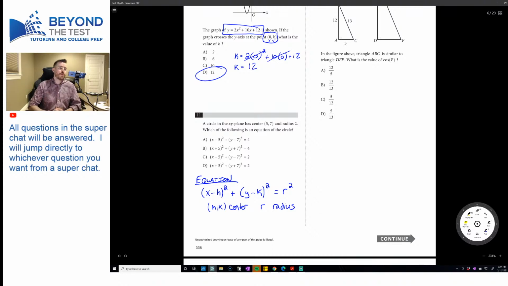Now, the way most people remember this equation is to think of the center as having the opposite sign. So if the center is at (5, 7), then when you write it, you put x minus 5 and y minus 7, because our equation starts with these minus signs. So we get (x minus 5) squared plus (y minus 7) squared equals the radius squared. If our radius is 2, 2 squared is very simply 4. And we can see that that's choice A there.